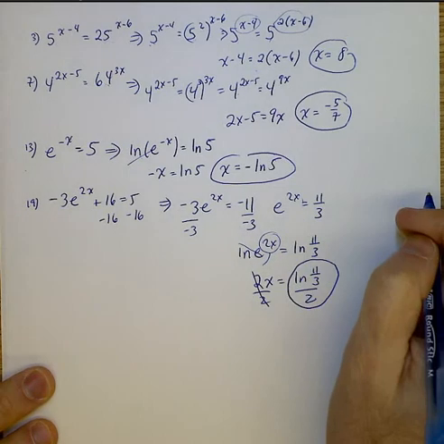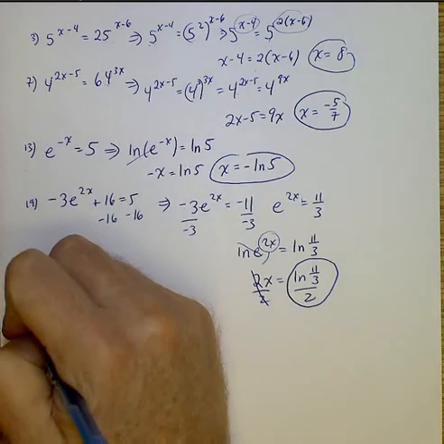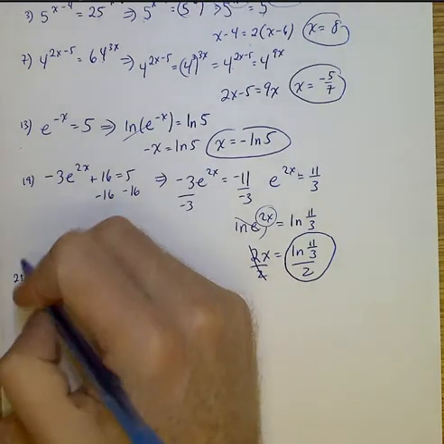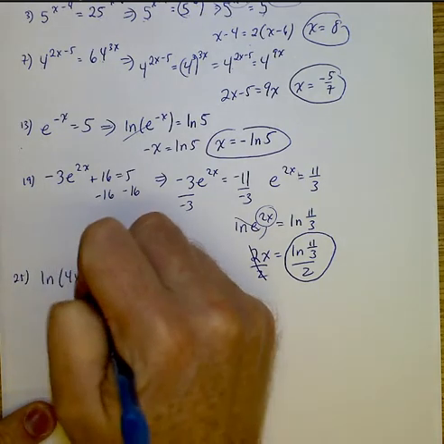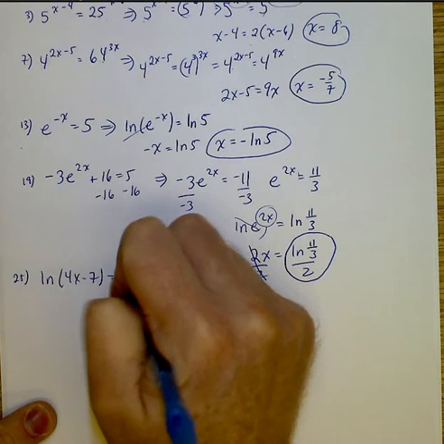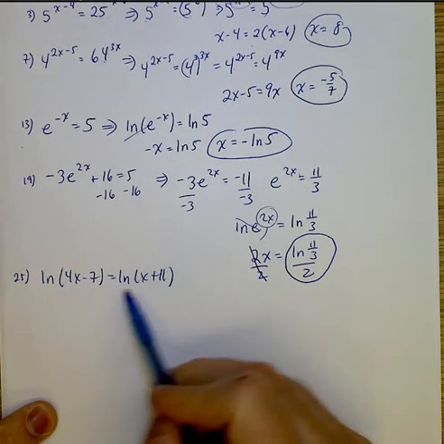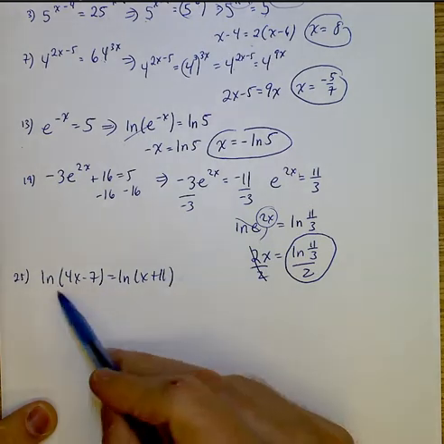Alright, we'll do 2 more. Let me try number 25 with you. In number 25, this is kind of one of the easiest cases. It's a natural log problem again. All I have on both sides are natural logs. I don't have anything else. I don't have like a plus 3 here. It's just natural log of this equals natural log of this.